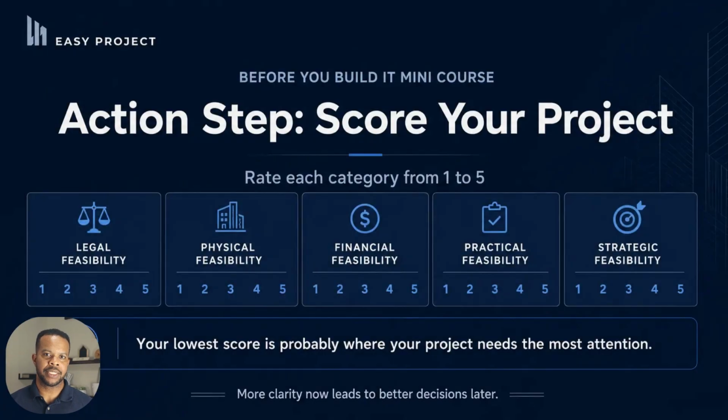Before moving on to the next lesson, I want you to score your project in each feasibility category from 1 to 5. A score of 1 means very unclear. A score of 5 means very clear. Score your project in these 5 areas: legal feasibility, physical feasibility, financial feasibility, practical feasibility, strategic feasibility. Then look at your lowest score. That lowest score is probably where your project needs more attention before you move forward.